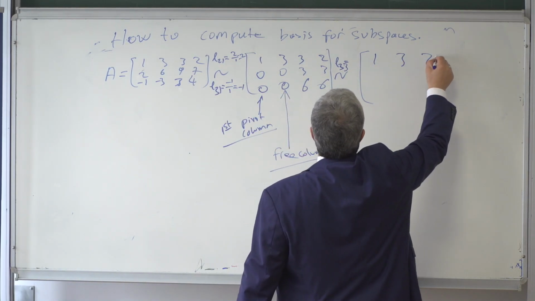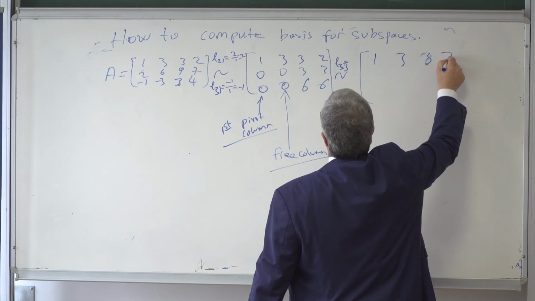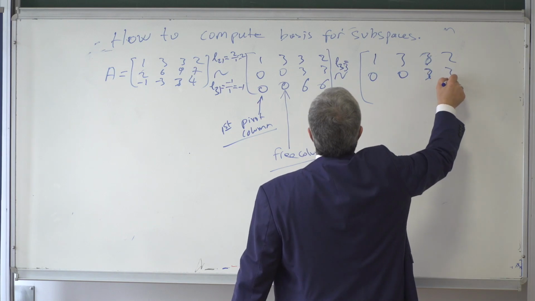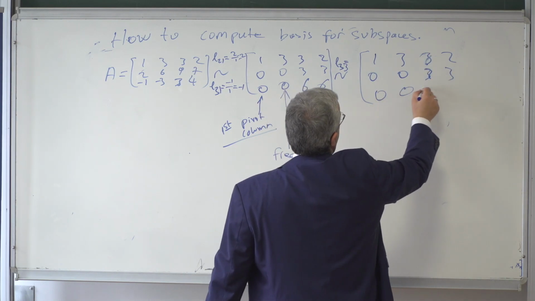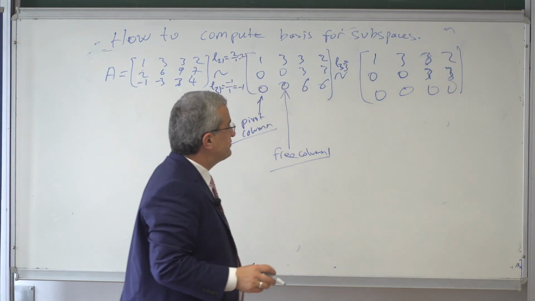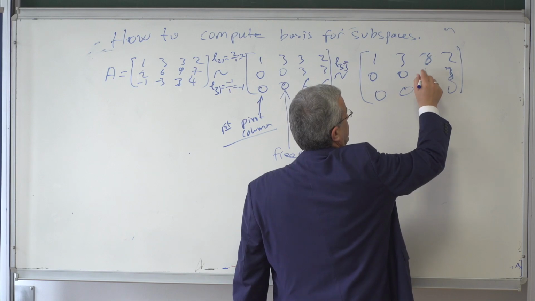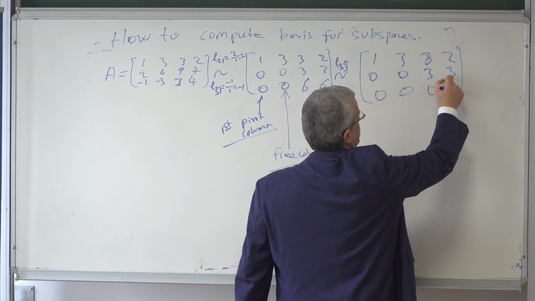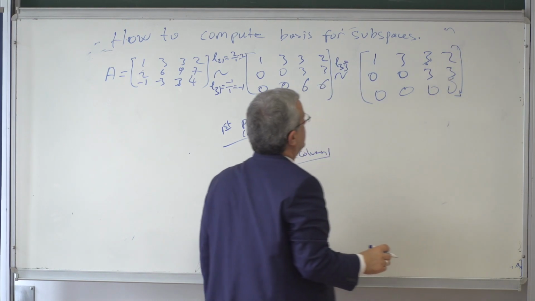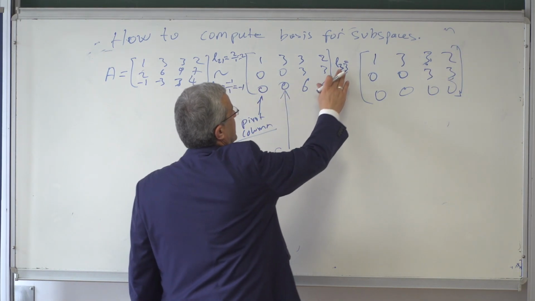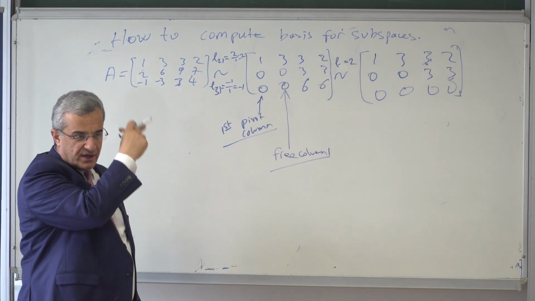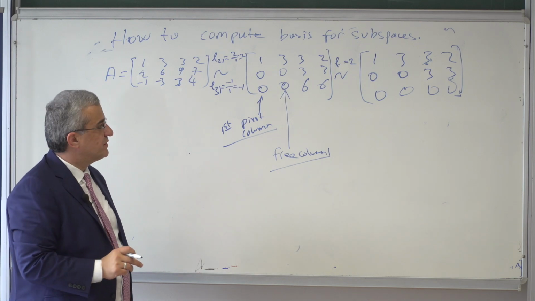1, 3, 3, 2, 0, 0, 3, 3, and this is going to be 0, 0, 0, 0. Okay? So this multiplier L, let me call it that for the time being. When we write the L matrix, we will see that. Okay?